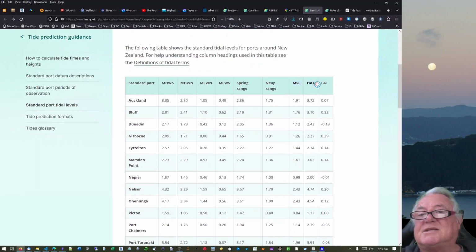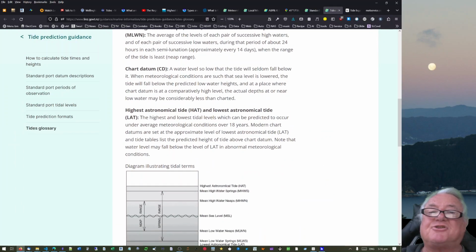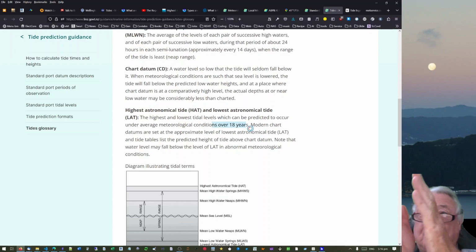Then you've got the mean sea level, and then you've got a HAT and a LAT. It would be nice to have a hat and a cat, but it's a HAT and a LAT. And what the HAT and the LAT are are highest astronomical tide, HAT, and lowest astronomical tide, LAT. So these occur every 18 years. So we know about that. That's when the moon's the closest to the Earth, so that's when it's pulling the most.